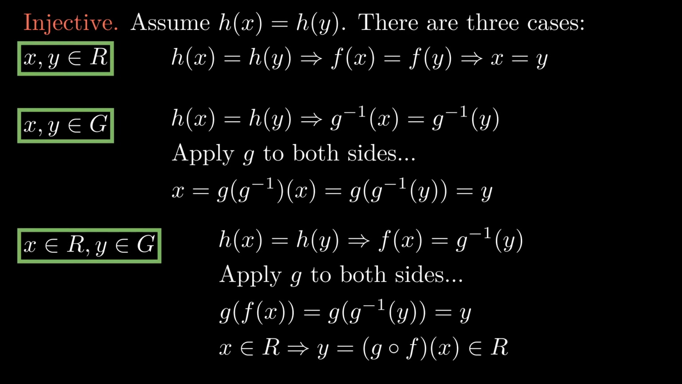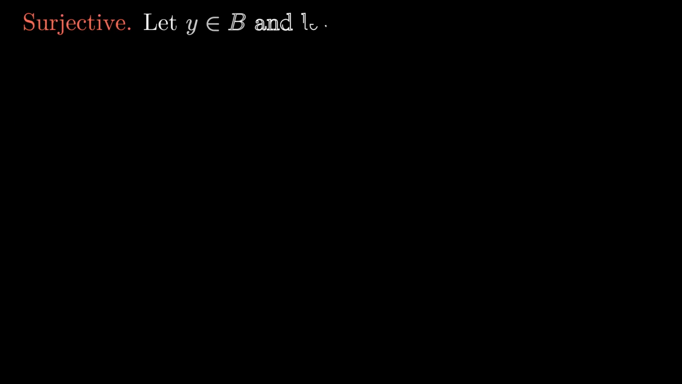And of course, since we started by assuming H of x equals H of y, and then we deduced that x equals y, this is exactly the proof that H is injective. Okay, now let us prove that H is surjective. Remember what that means. We need to show that if we choose any y in B, there is some point that maps to y under H.